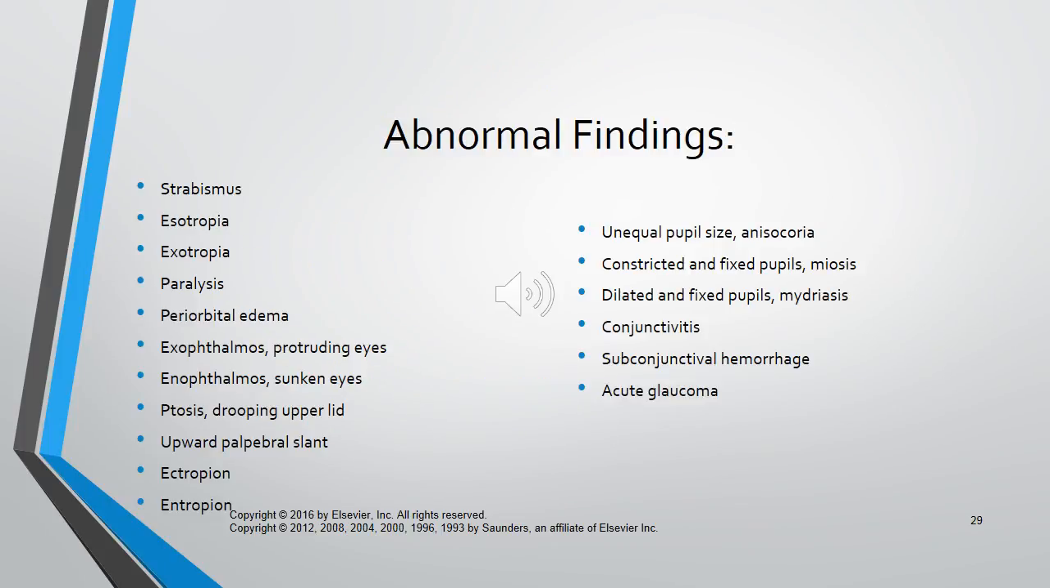So here's a list of potential abnormal findings. You can refer to the chapter in your book. There are some pictures representative of some of these findings so that you can see some abnormals. But just for review, some abnormal findings.